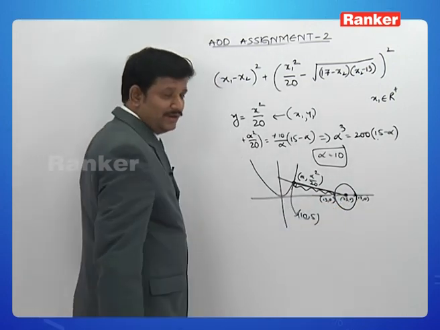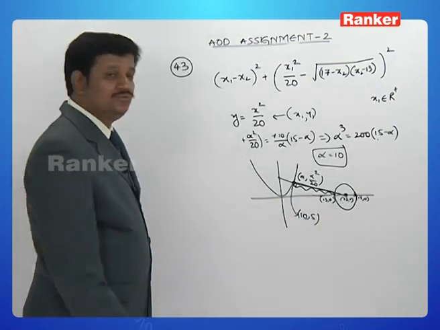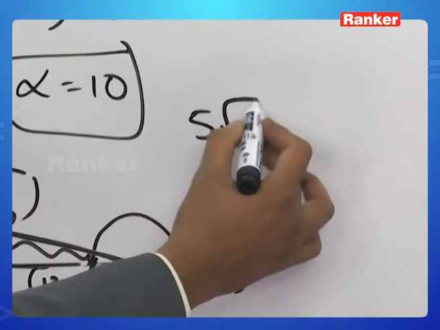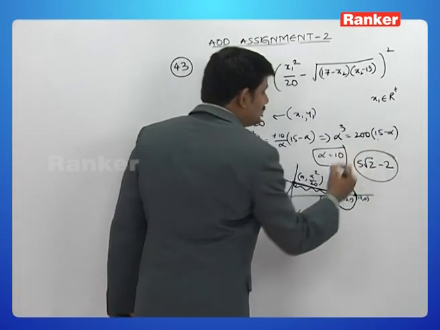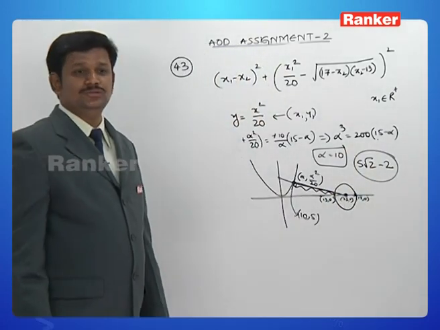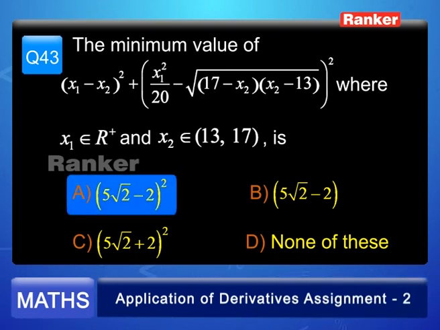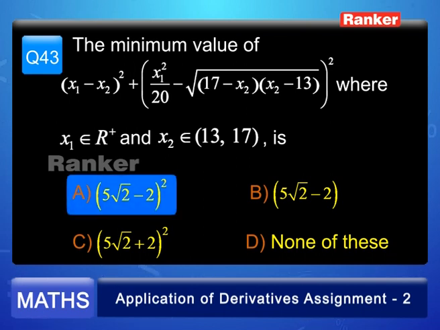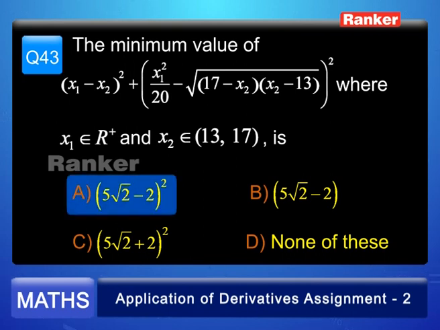10 minus 15 is 5, square 25, plus 5 square 25, root 50. Root 50 is 5 root 2. 5 root 2 minus the radius of the circle, which is 2. So, the answer is 5 root 2 minus 2, option A. We want the minimum value of the square of the distance. We got the distance to be 5 root 2 minus 2. So, the square of the distance is 5 root 2 minus 2 whole square, which is option A.